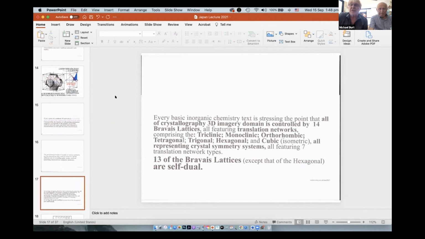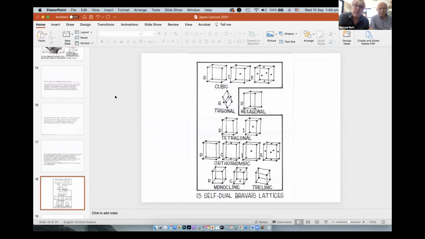symmetry, reflection symmetry, translation symmetry, Bravais lattices, 13 of them have surfaces subdividing between the dual networks. Here you can see the monoclinic, triclinic, monoclinic, orthorhombic, tetragonal, trigonal, hexagonal, and the cubic. Each of these represents a point group.